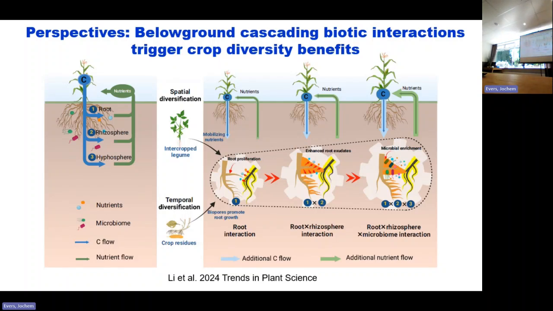Here we think that, compared with monoculture, the above-ground photosynthetic carbon will be split: one part goes to root growth, another part goes to the rhizosphere as root exudates, and the other part goes to the mycorrhizal fungi, because they rely on carbon from the plants. Then all these three pathways can mobilize or take up phosphorus and nutrients to the above ground. So this is a closed loop for plants.